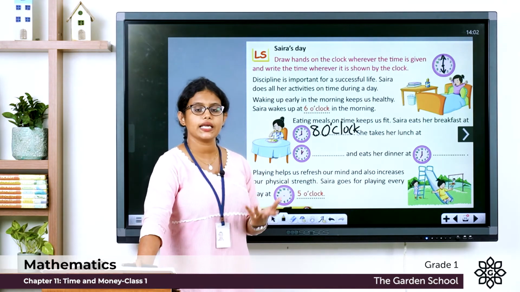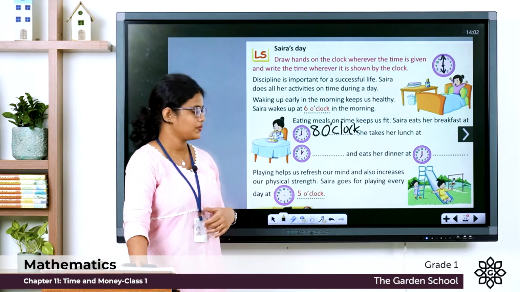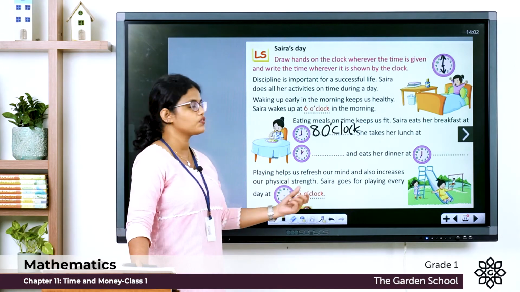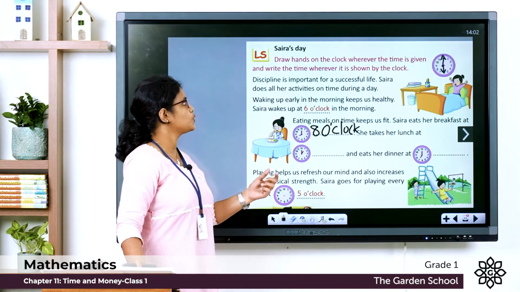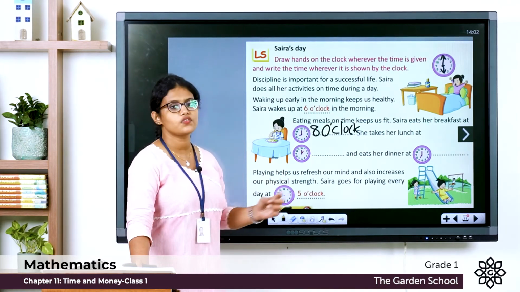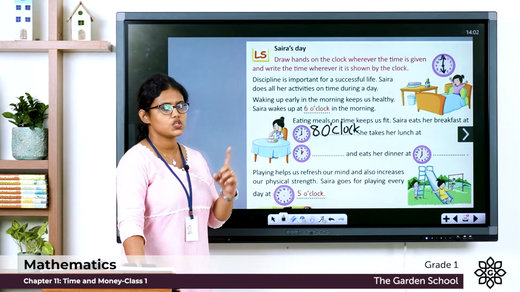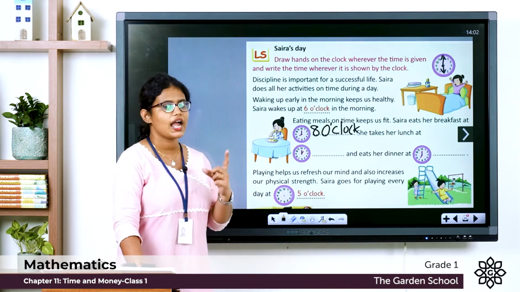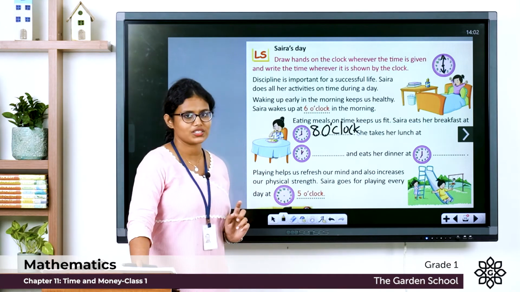Then, playing helps us refresh our mind and also increases our physical strength. So playing keeps our body healthy and it refreshes our mind. Then, Zara goes for playing every day at 5 o'clock. So here what is given? Time is given. So you have to draw the hands on the clock. So time is 5 o'clock. So can you draw this? You can draw this by yourself, right? So the hour hand points to 5, that is the short hand, and the minute hand points exactly at 12. So you can draw this. Fine.